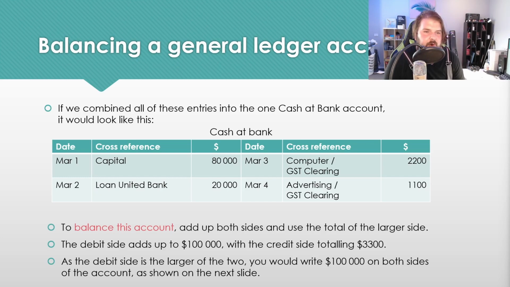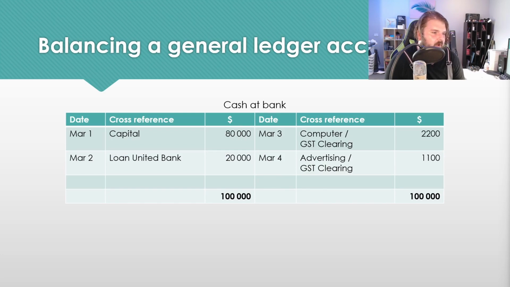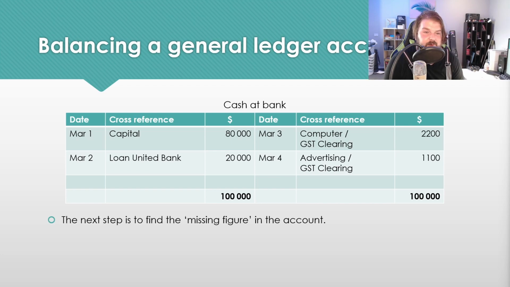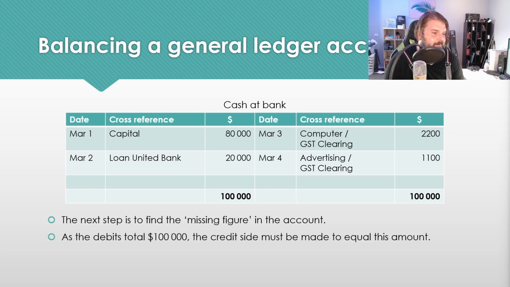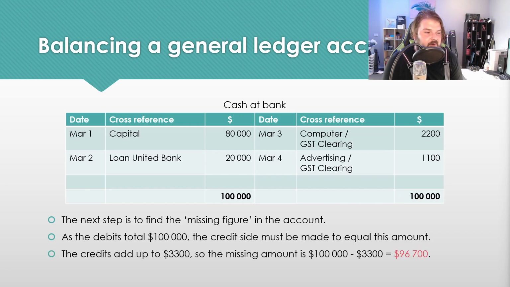So this is going to show how we balance an asset account, or a liability account for that matter. It's the same process. So much like we balance a balance sheet, we put the largest figure down, and then we have to add in this missing figure, which would make the credit side balance. Now, I'm sure that by now you will have figured out the missing figure is going to be $96,700 because you're minusing one figure away from the other.